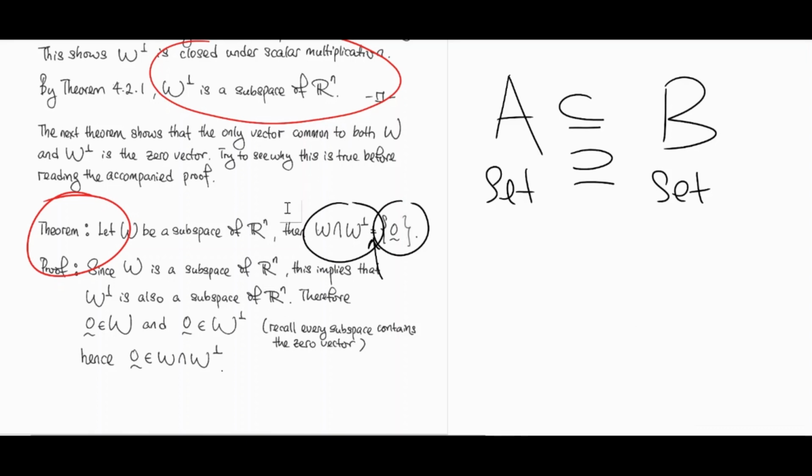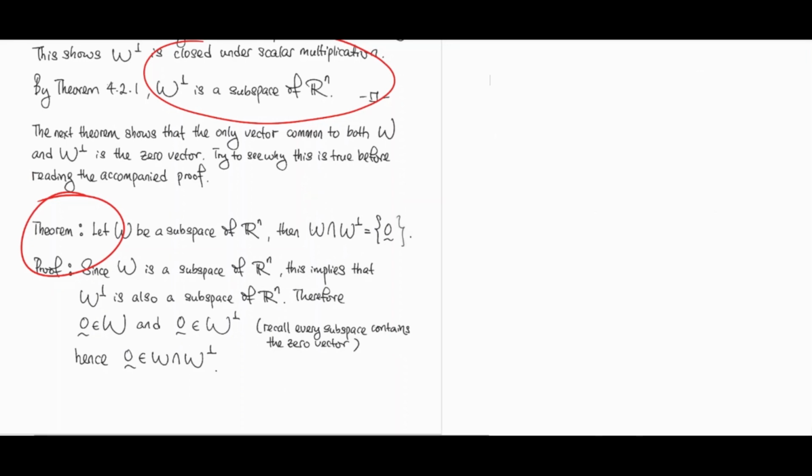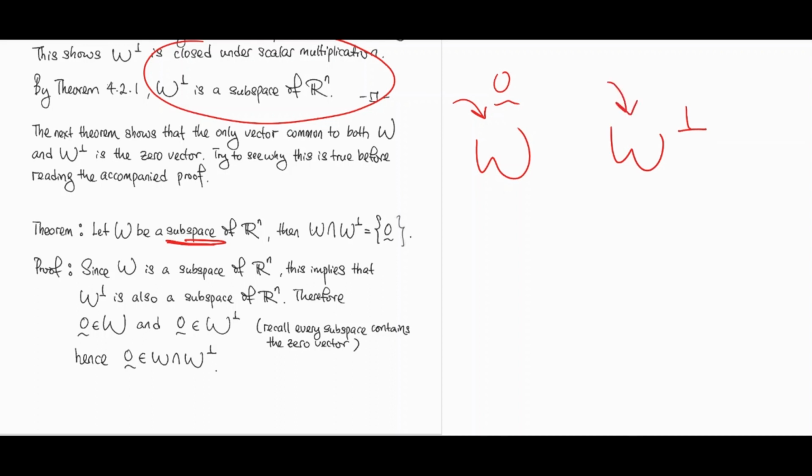So how do we actually show that W and W perp, if you look at their intersection, consists of only one element, which is 0, the set of 0. One of the directions is pretty straightforward. So if you look at W, W is a subspace. So we know from homework, from midterm exam, and from a lot of other different places that if you have a subspace of Rn, that subspace must contain the zero vector. And W perp, we just showed that it is also a subspace of Rn. So here we also have a zero vector.